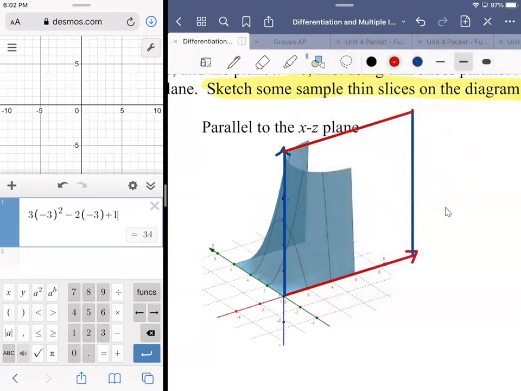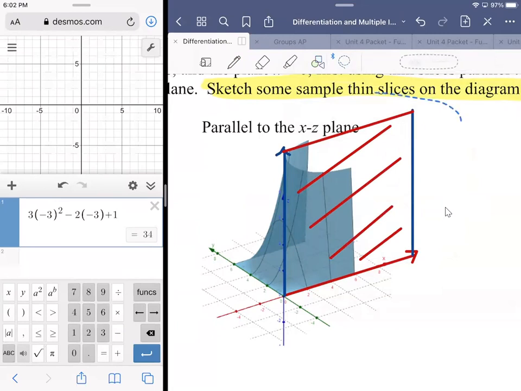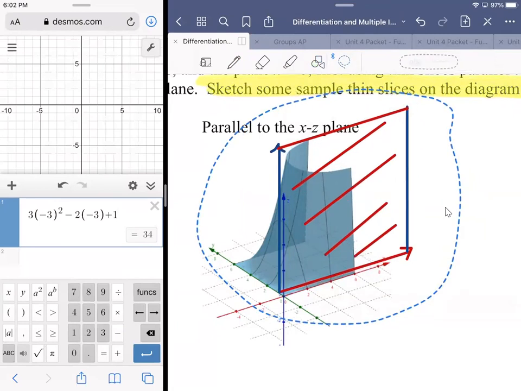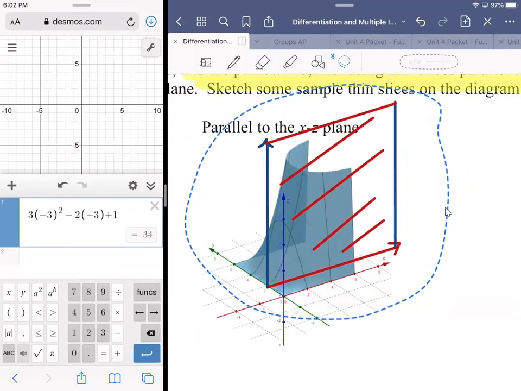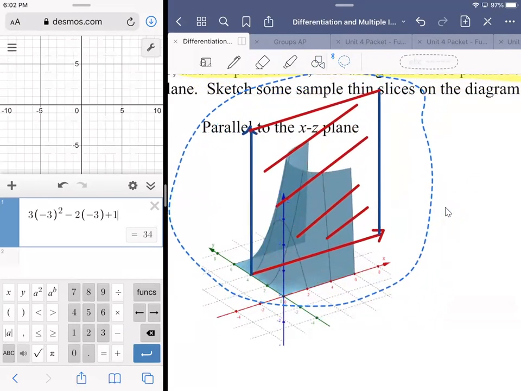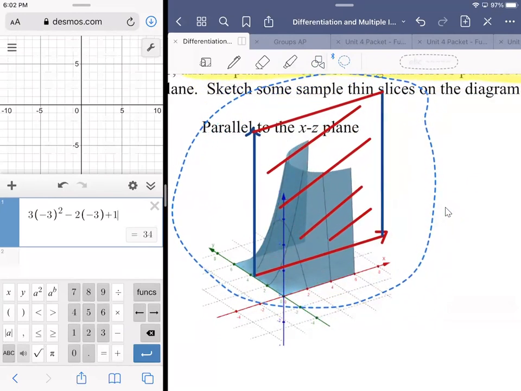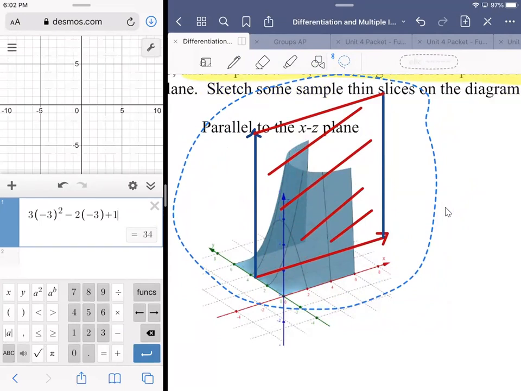Let me go this way. So this is the plane in question, and what I want to do is take that plane and move it along the surface, creating slices. All right. So it's a little harder to see from this perspective, but it is doable. It's just a matter of kind of suspending your disbelief.